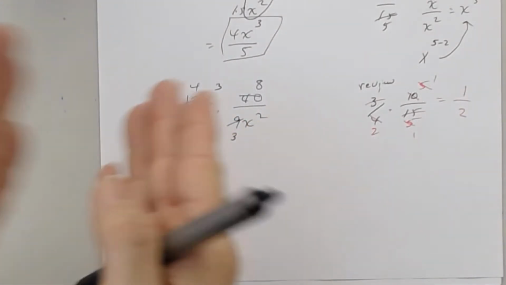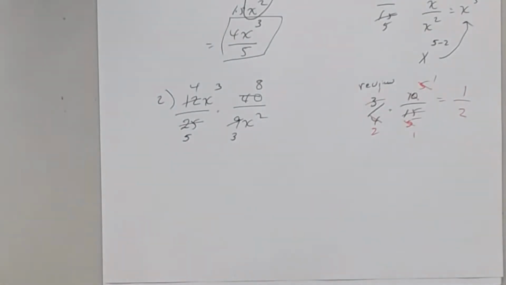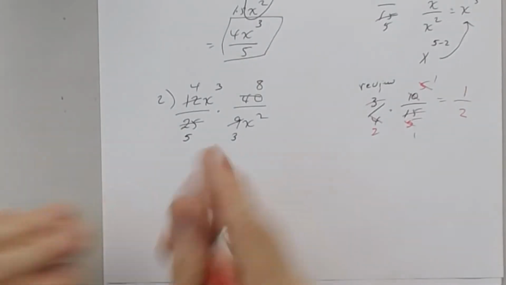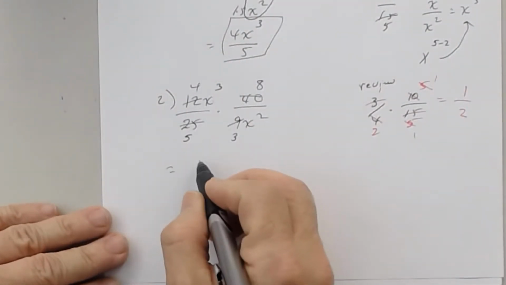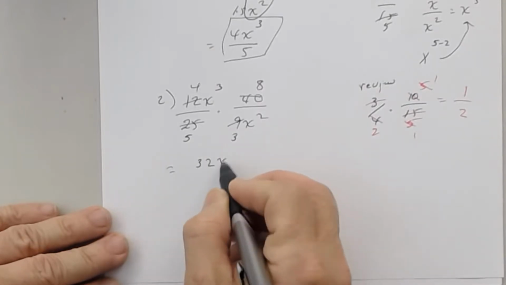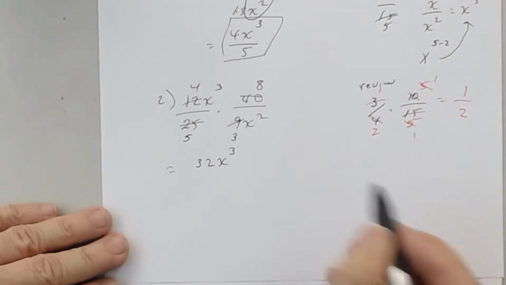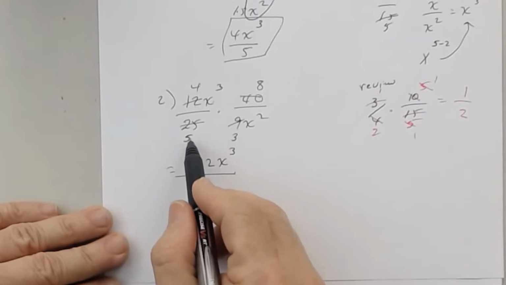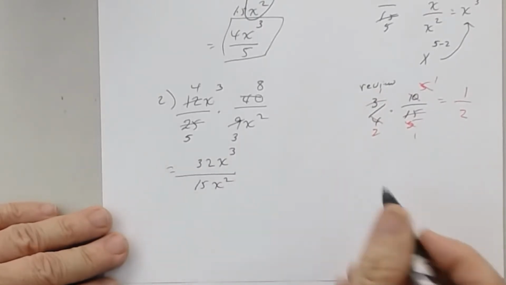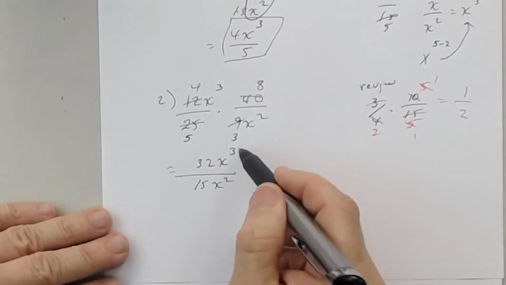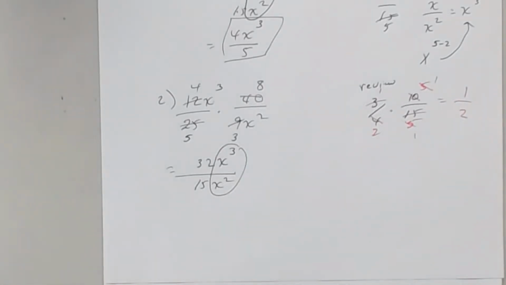So what I would do at this point is, all right, I reduce the coefficients. Now let's go ahead and multiply these out. So I'm going to get 4 times x cubed times 8, which is 32x cubed, right? And then my denominator will be 5 times 3 times x squared, which is what? 15x squared. And at this point is where I would reduce the variables.